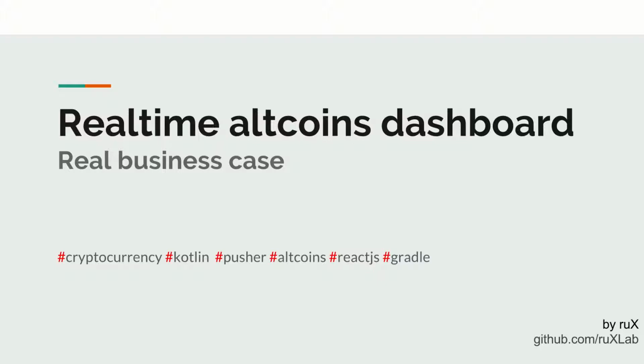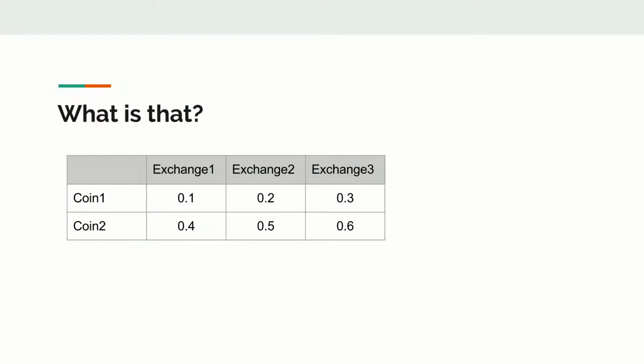It's going to be just a simple demo using very popular hot technologies. How is it going to look in the end? It's basically just a table which has different exchanges and coins, and in the cells you can find the price of the different coins on different exchanges in bitcoins, of course.